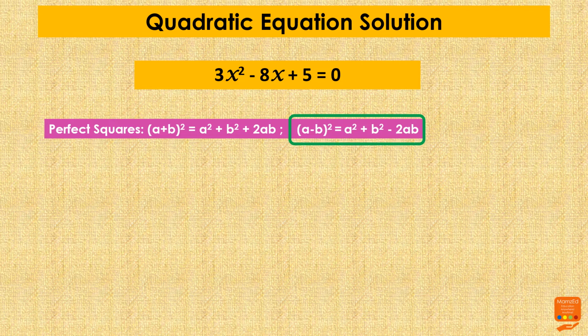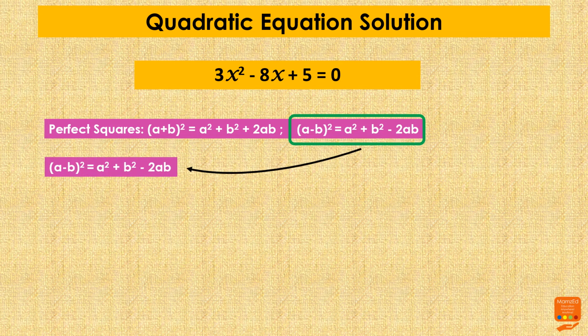If there was a positive sign in front of 8x, then we would have said that our given equation resembles more a squared plus b squared plus 2ab, and we would have used that equation to solve the quadratic equation. But because we have a negative sign in front of 8x, we will use a squared plus b squared minus 2ab as a reference to solve our quadratic equation.